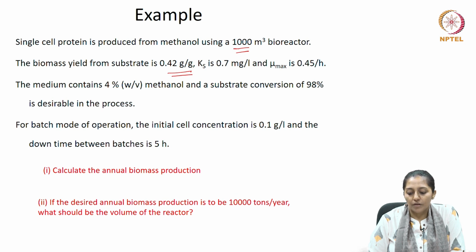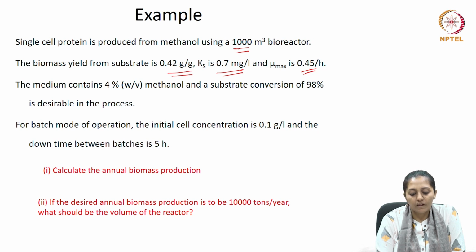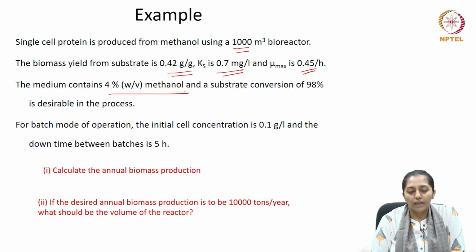The Monod saturation constant Ks is also given as 0.7 milligrams per liter, and the maximum specific growth rate is given as 0.45 hour inverse. The medium is said to contain 4% methanol. So which would mean what? As it is weight by volume, this corresponds to 40 grams per liter of methanol, and a substrate conversion of 0.98 is desirable in the process.